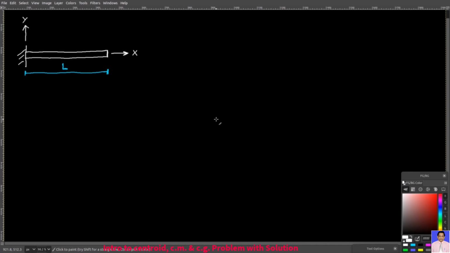Welcome back. I have a beam here. Let's first assume that the density, in other words, the mass distribution in this beam is constant. Mass is equally distributed in the beam. The total mass of the beam is m kilograms.